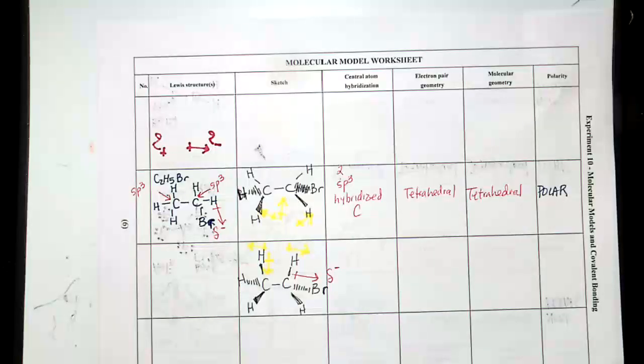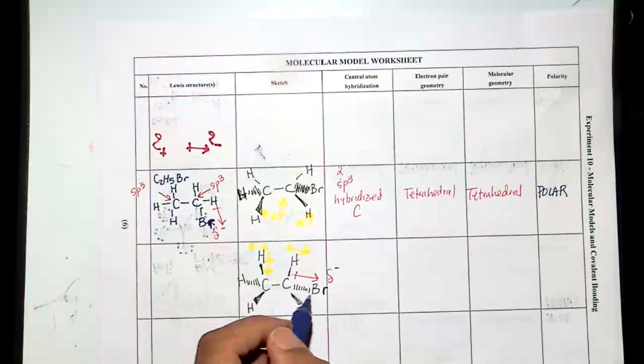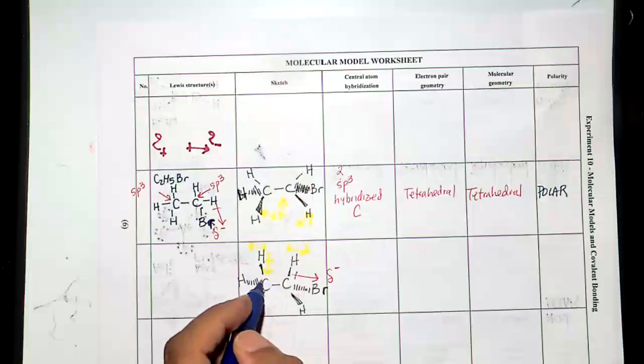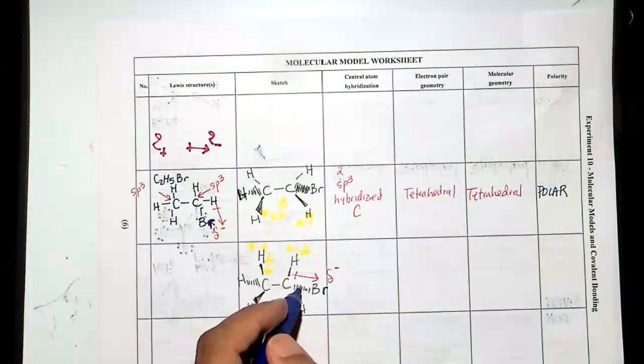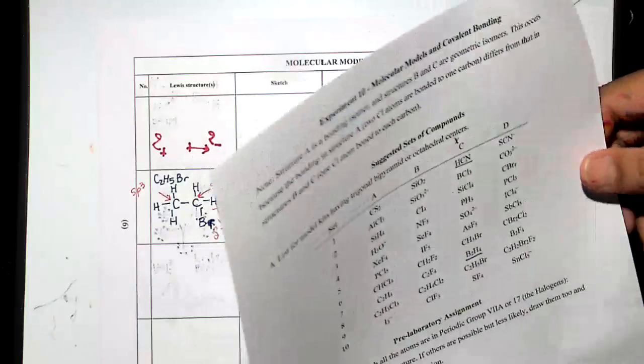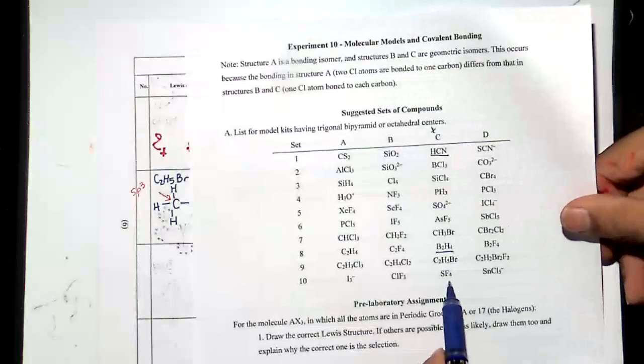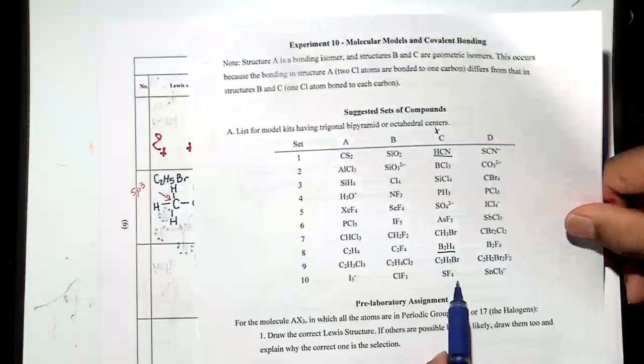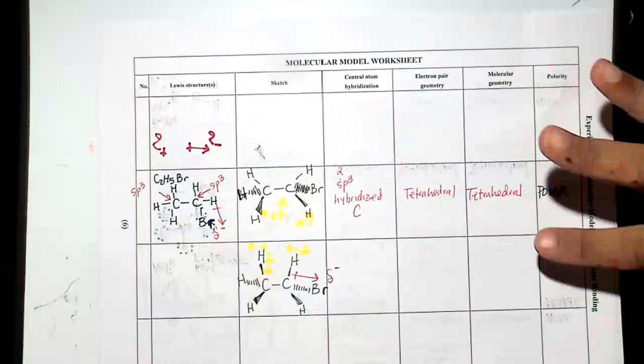All right, finally we have our last one here. So notice these are two tetrahedrons. Tetrahedral carbon joining with another tetrahedral carbon. Two sp3 hybridized carbons. And the last one is SF4. Okay, let's knock this one out. SF4.